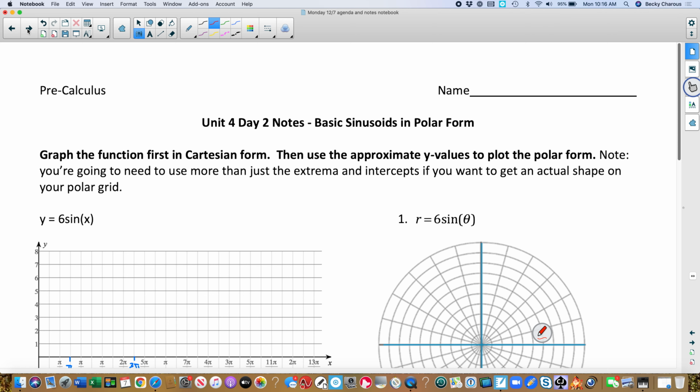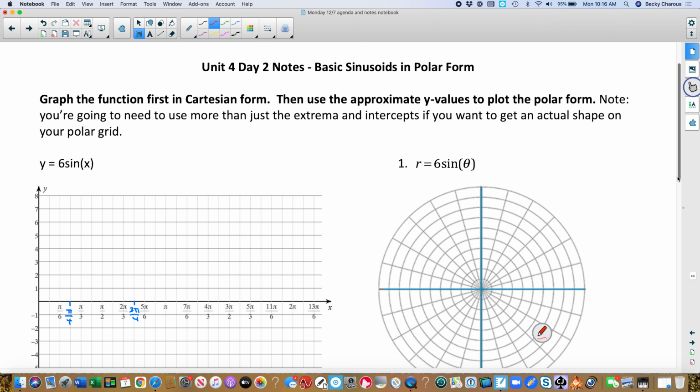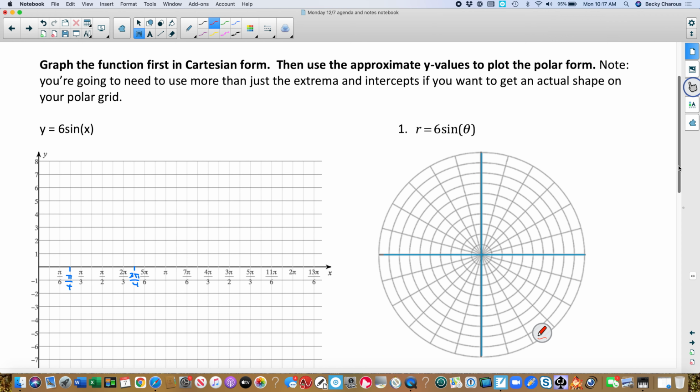All right, so then we're going to go on to these notes, right? So we're going to graph basic sinusoids in polar form. So everyone has this, right? Yeah, okay, good. All right, so the first thing I want to graph is 6 sine x. Okay, so this is a pretty basic sine graph. So let's go through the analysis like I asked you to do with the video, okay?